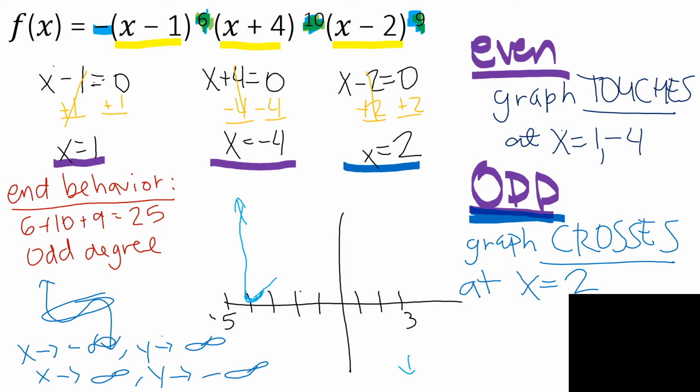And it will touch again at 1, and it will cross at 2. So I don't know what's going on here in the middle from negative 4 to 1. Doesn't really matter. But that's what's happening in the middle. We've got our end behaviors graphed, we have our intercept graphed, and we have 2 zero spots where the graph touches at x equals 1 and x equals negative 4.